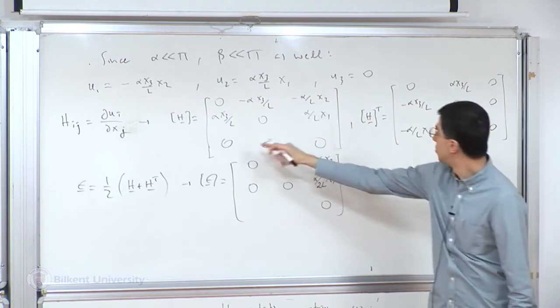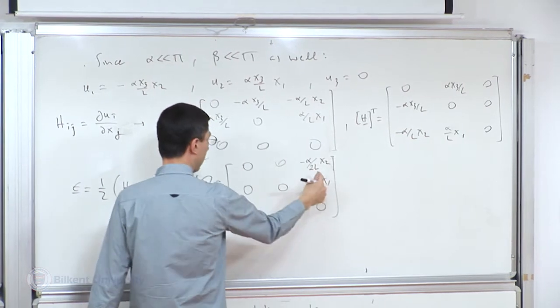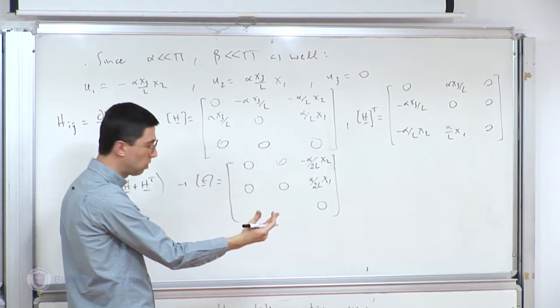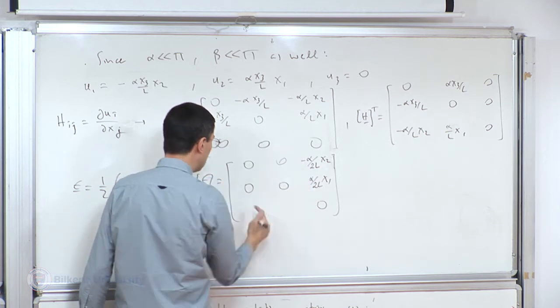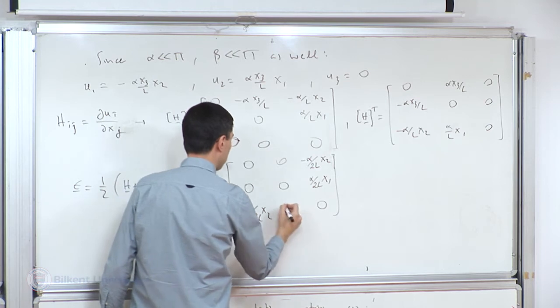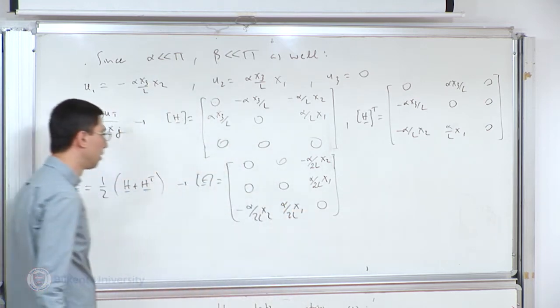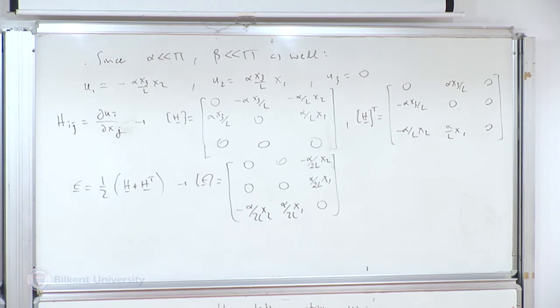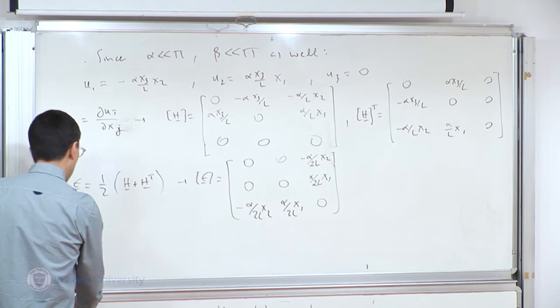And since this row is 0, I just need to divide that row by 2. And in fact, I don't need to do anything because epsilon is supposed to be symmetric. So I can just simply copy over those entries. Okay. So that is the strain matrix. Let's also calculate the rotation.